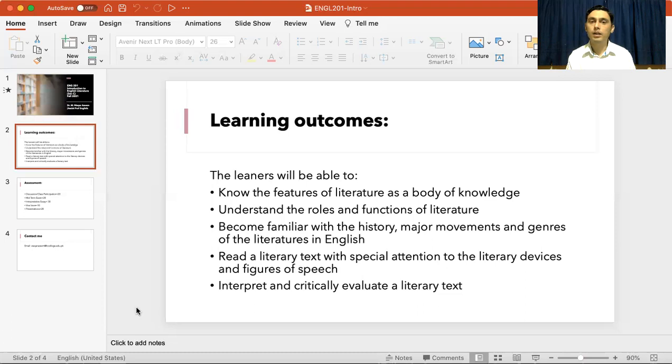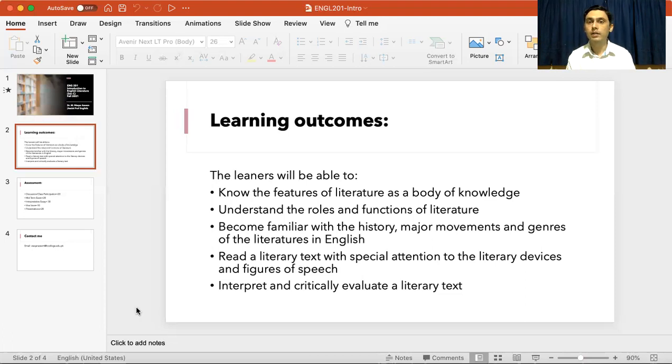Additionally, through this course, we will be trying to understand the historical development of literature. So, what are the major movements? What are the major genres of literature? There is the novel, there is the poem, there is the drama, and how all these are different from each other.